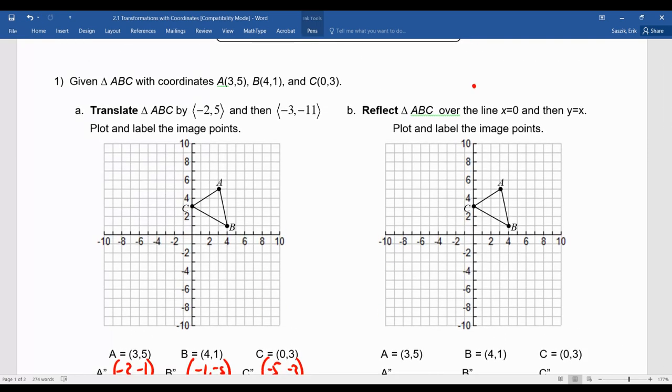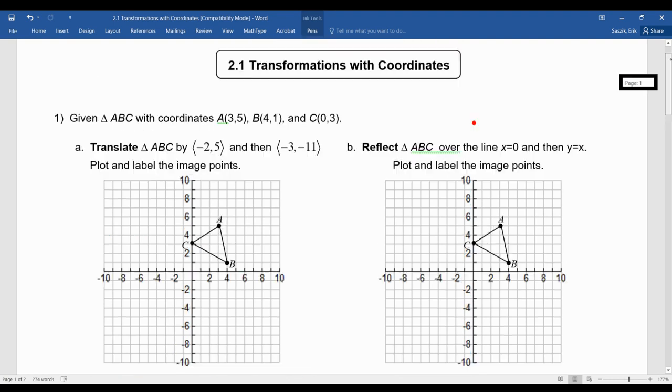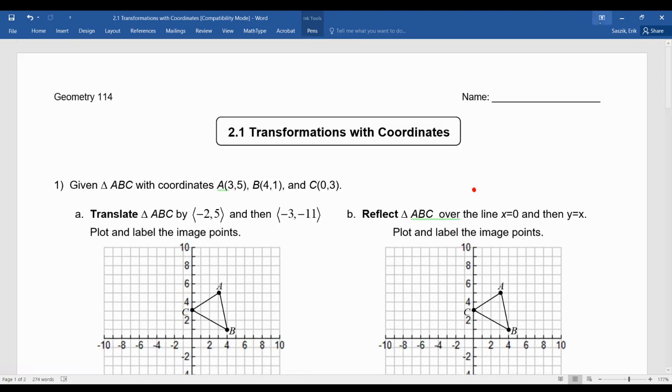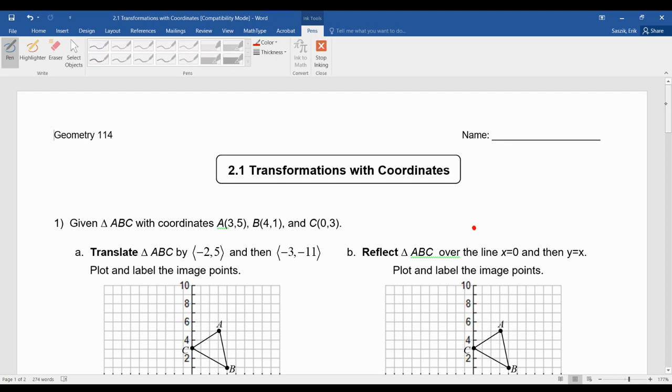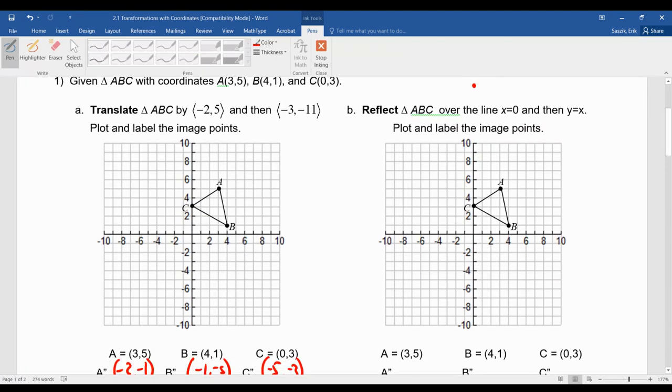Now, if I reflected A across, I'd go 1, 2, 3, 1, 2, 3. So A prime would be right there. B across would be 1, 2, 3, 4, 1, 2, 3, 4. So here is A prime. Here is B prime. Okay.